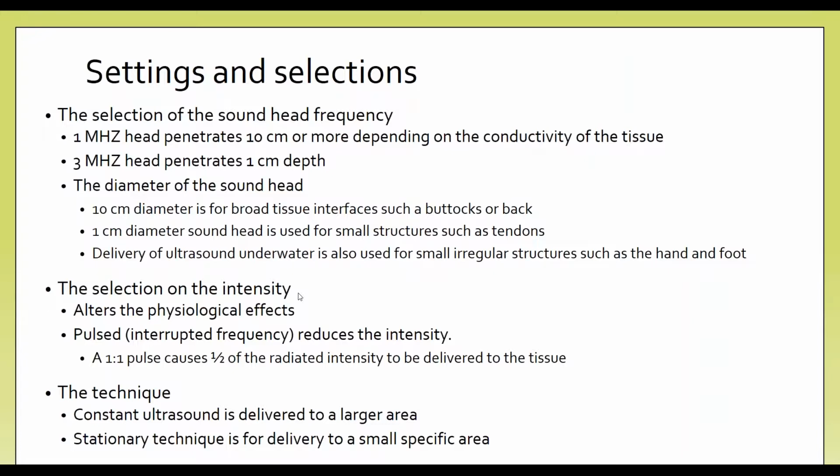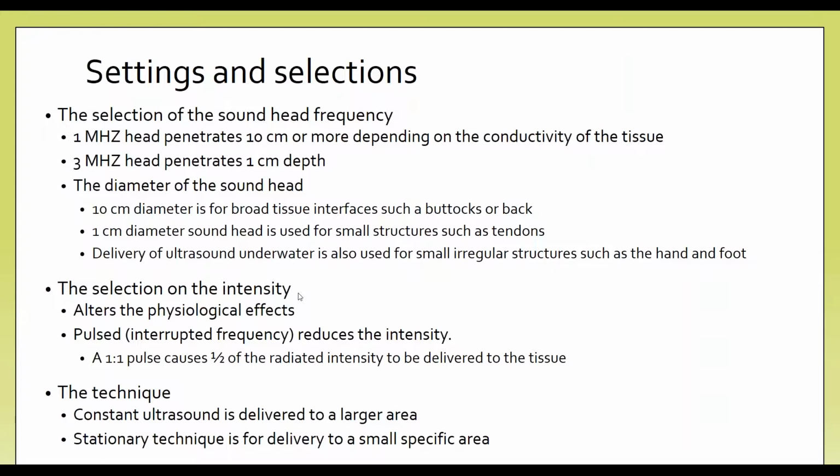You will get a little bit of cavitation with even low intensity ultrasound, but you're going to get a lot more cavitation with a higher intensity ultrasound. You're also, they think, vibrating the tissue interfaces, and that's what's creating the heat at a high intensity.